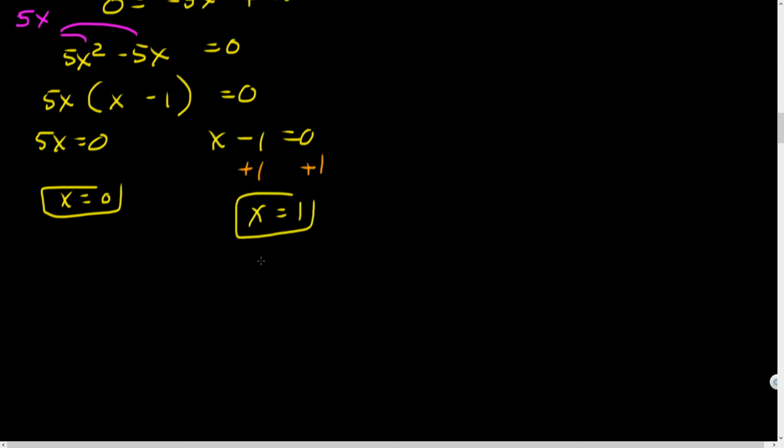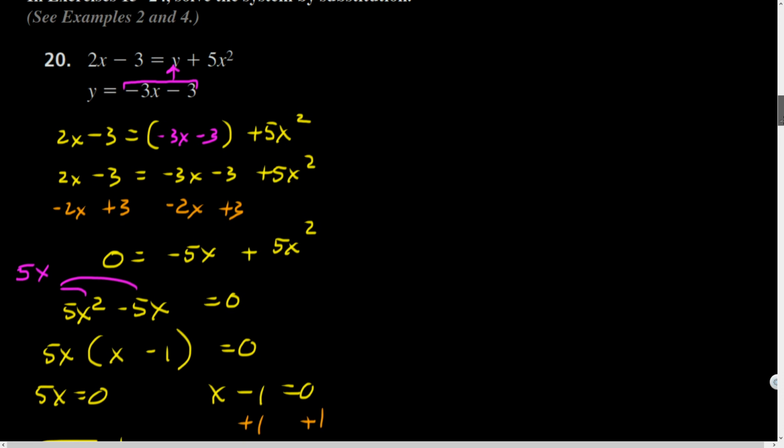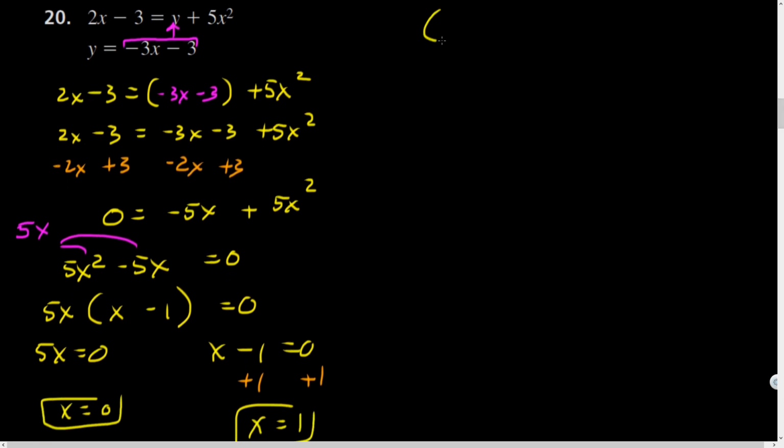And so I get x equals 0, x equals 1. Now, what does that mean? That means that the solutions are two separate points: one in which x is 0, and one in which x is 1.